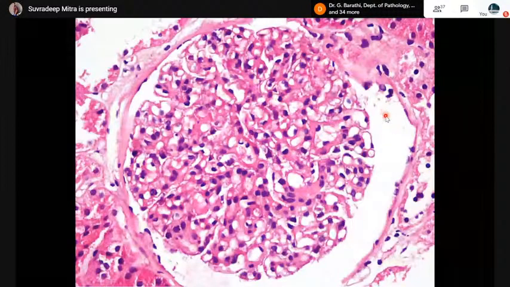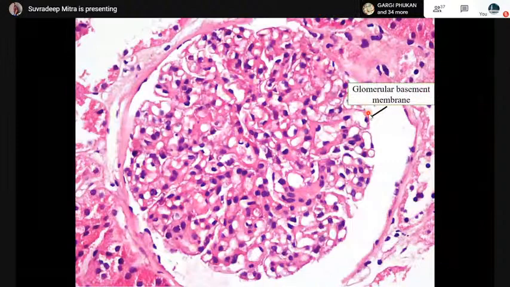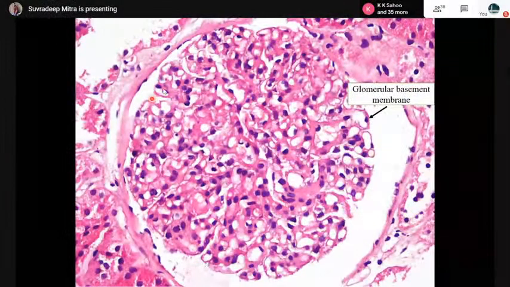So now what you can see, the most important structure is the glomerular basement membrane. We tend to look at the glomerulus at the periphery of this particular field. I mean to say, do not try to assess the glomerular pathology at the center of the glomerulus. Most of the time you will be mistaken. However, look at the periphery. The first thing that we usually look into in terms of glomerular pathology is whether the glomerular basement membrane is thickened or not.